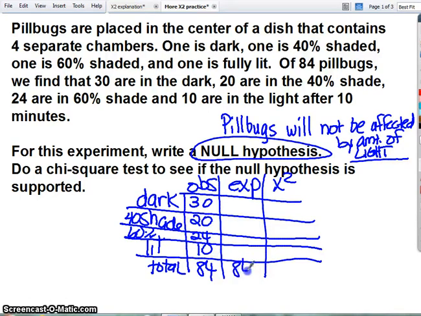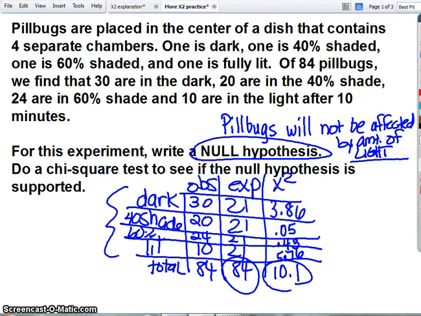So for expected, a null hypothesis says there'll be no difference. So for an expected and a null hypothesis, you always just take your total and divide it by the number of options. That means we expect there to be the same number in each, because if they're unaffected by light, they should randomly just end up scattered equally. So 84 divided by 4 is 21. So here's our prediction, 21 in each one. And now we do our chi-square just like we did before.